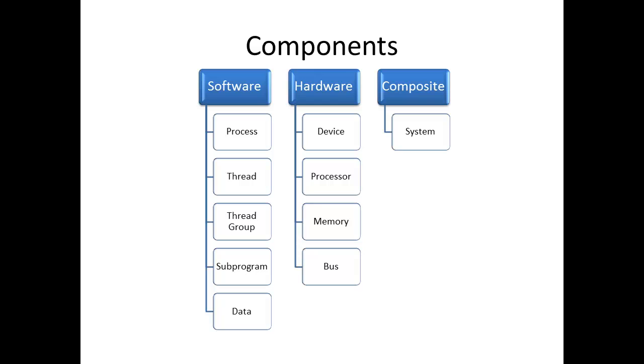The good thing about AADL is that when you are not sure what kind of component you are dealing with, you can initially represent it as a system type. Then, when the design matures, you can change it to something else, for example, a device or a process.